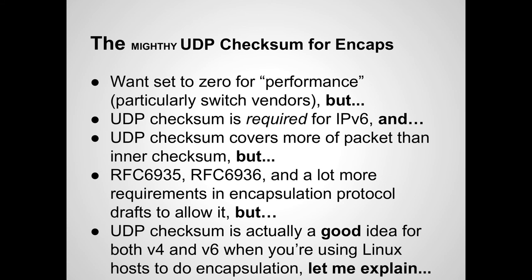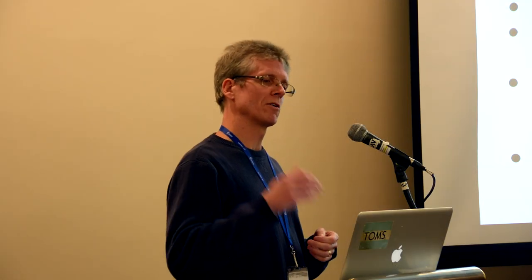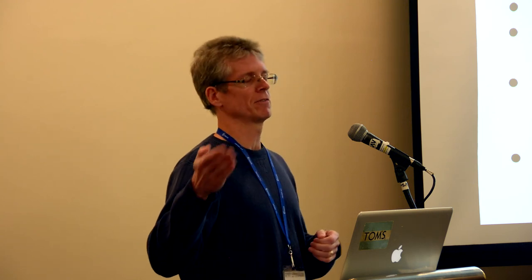So the UDP checksum actually is the thing that supposedly protects the IP addresses from corruption, because IP addresses are in the pseudo header checksum. And the other thing that's interesting about the UDP checksum as opposed to an inner checksum is that the UDP checksum actually covers more of the packet. So this becomes interesting in the case of something like VXLAN, where if you have a TCP packet inside VXLAN, it has a checksum, but that only covers TCP. UDP checksum potentially covers UDP, the VXLAN header, and TCP.